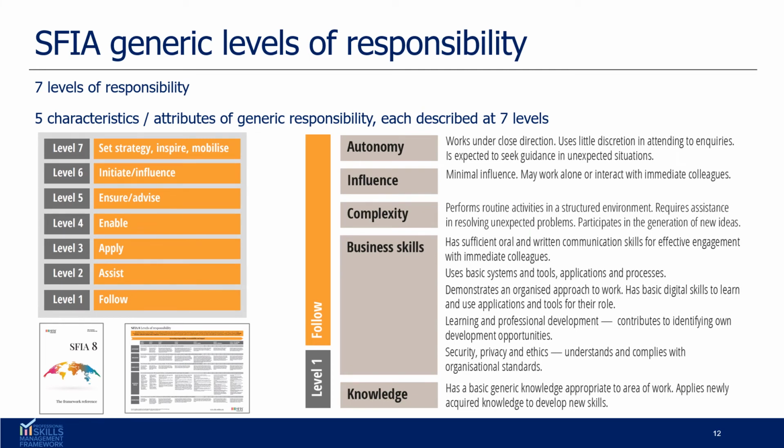In addition to describing 121 professional skills, SFIA also describes 5 key characteristics or attributes of generic responsibility. These are described at each of the 7 levels in the framework. These attributes are autonomy, influence, complexity, business skills, and knowledge. The content of this part of SFIA covers a lot of behavioral factors, things around collaboration, communication, creativity, decision-making, delegation, and a number of other generic attributes and contextual descriptions.